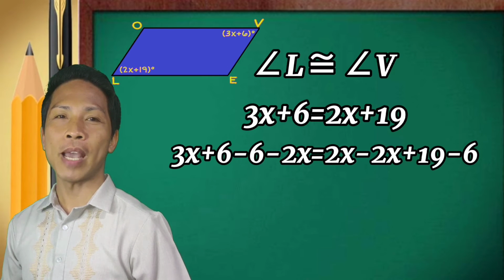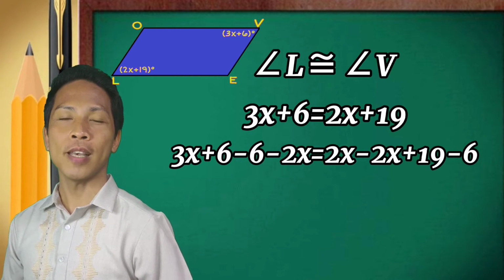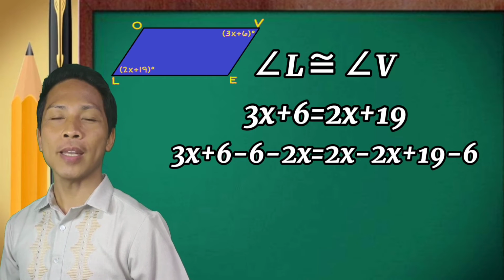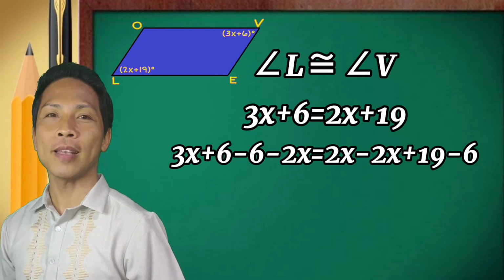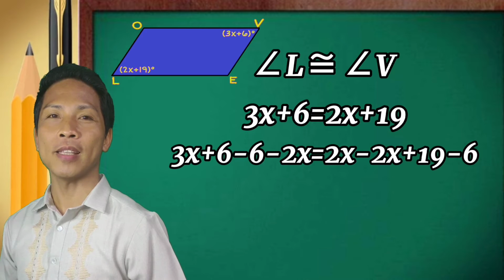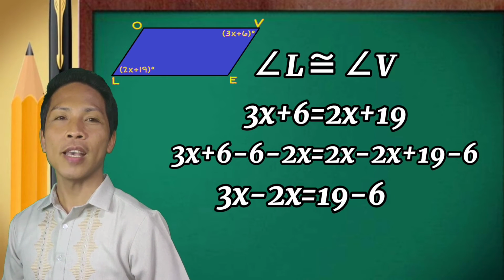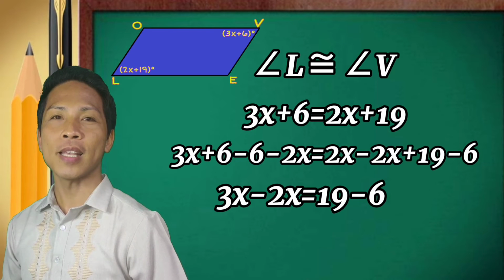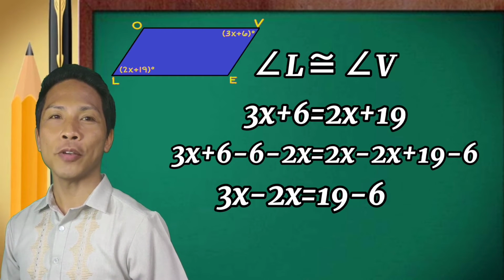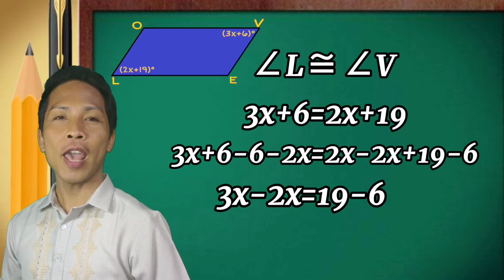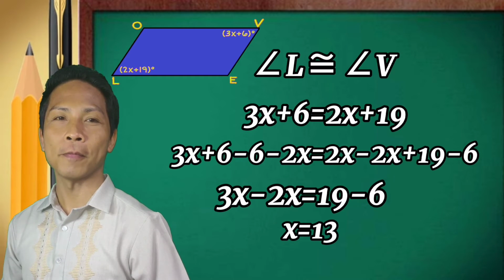3x plus 6 minus 6 minus 2x equals 2x minus 2x plus 19 minus 6, applying addition property of equality. 3x minus 2x is equal to 19 minus 6 by combining like terms. Therefore, x equals 13.